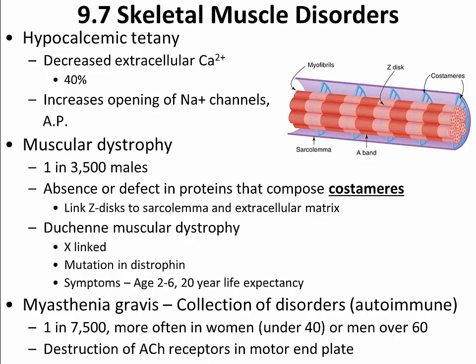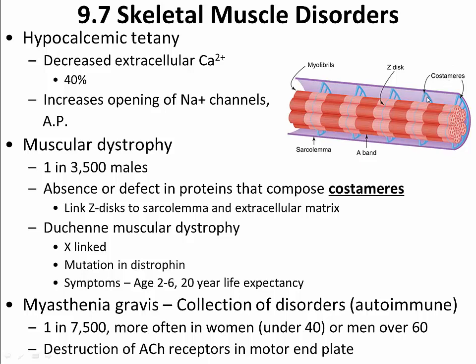The second disorder that we talk about is muscular dystrophy. Muscular dystrophy occurs in 1 in 3,500 males. It's an X-linked trait. There are different mutations that cause it, and I should point out some are X-linked and some are not, but the most common cause is Duchenne muscular dystrophy, which is X-linked. Muscular dystrophy is not a problem with the muscle fibers themselves, so not with the myosin, actin, troponin, tropomyosin, or even the Z-discs or the M-line or anything of that nature, but rather the costameres.